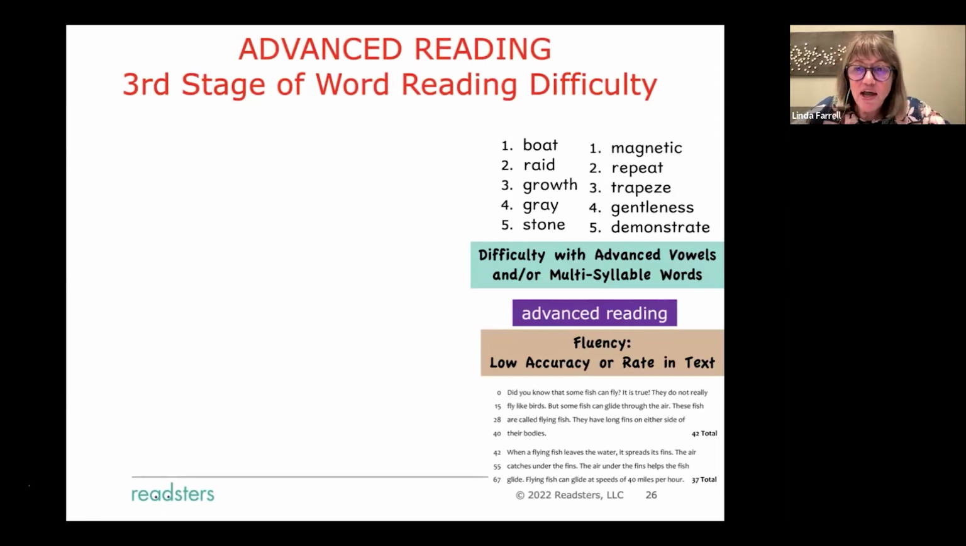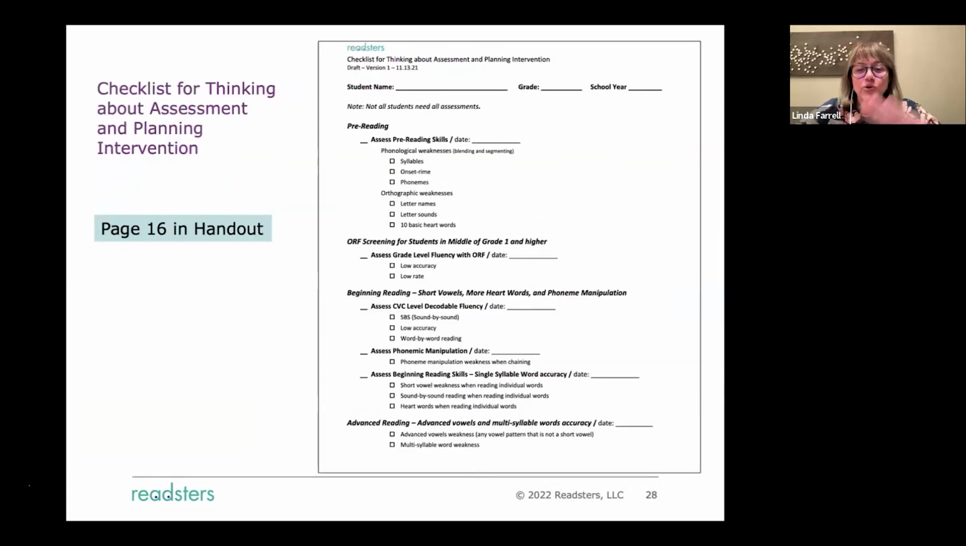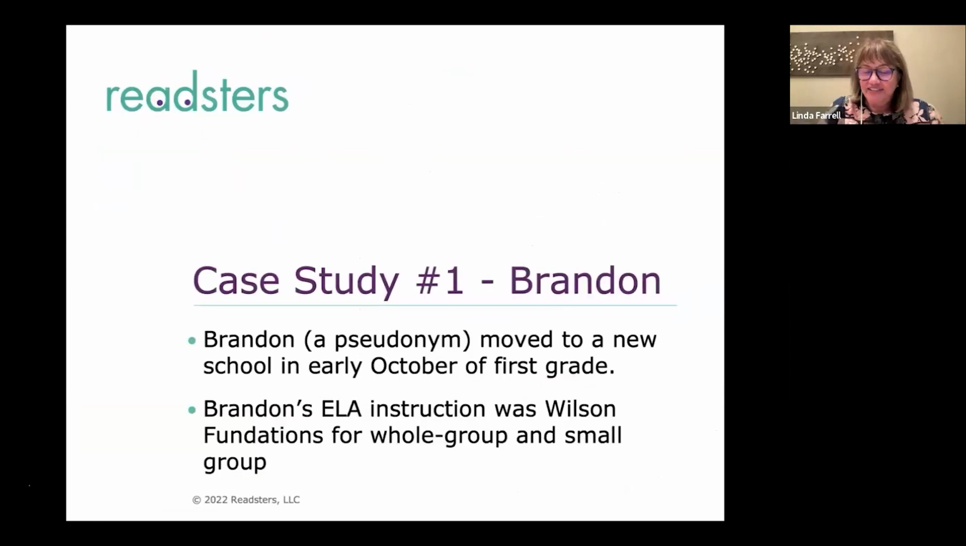So we've got the 3 stages of reading: pre-reading, beginning reading, advanced reading. The difference in the summer between pre-reading and beginning reading and advanced reading is that I started off teaching only pre-reading skills, and the other teacher started right with beginning reading and included the pre-reading along with the beginning reading. Okay, it was successful. It just wasn't as successful. All right. So we've given you a checklist for thinking about this, and I'll be using this checklist as I go through and do case study number 1.